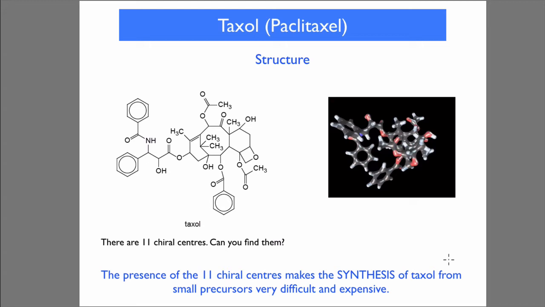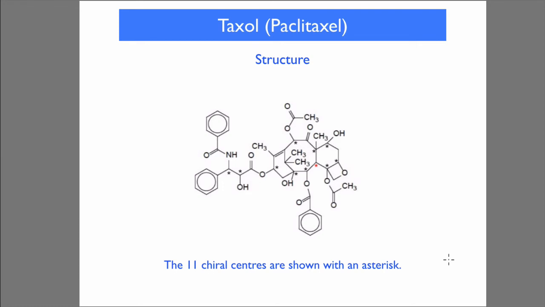Why don't you find the 11 chiral centres? Press pause, have a go. Okay. There you go. There are all the chiral centres marked with an asterisk. I'll go back on there so you can have a bit of a longer look.